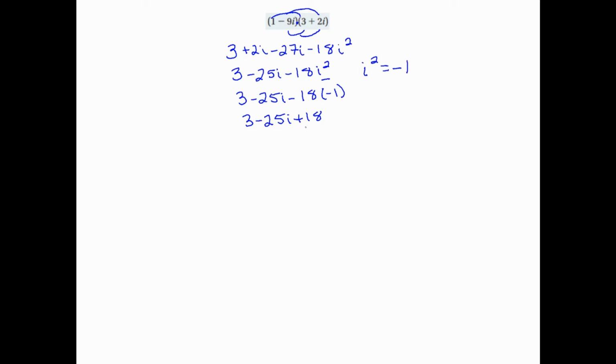And look, I have more like terms to combine. So 3 and 18, that's going to give me 21 minus 25i. And again, making sure your i is always your second term. So 21 minus 25i. Don't forget, i squared equals negative 1. We got one more going on.